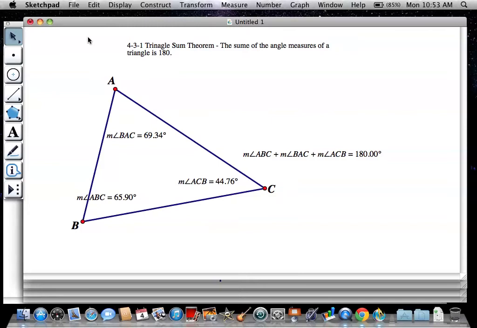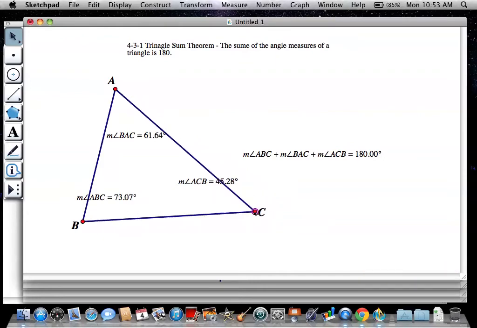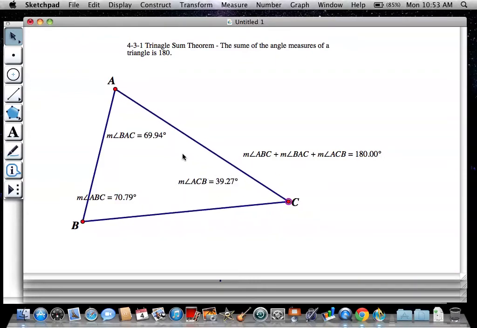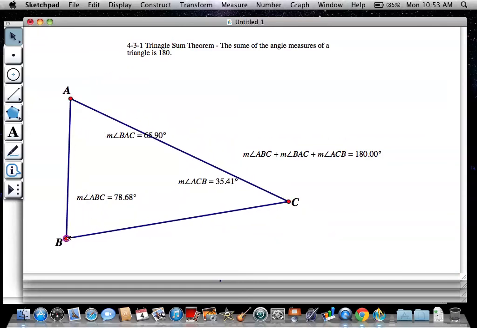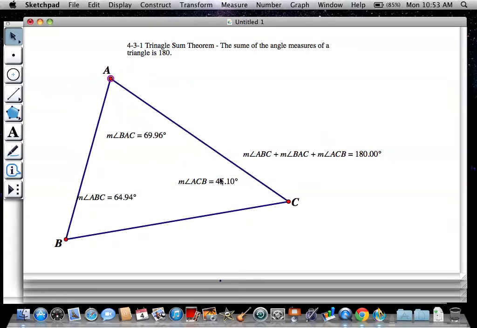The triangle sum theorem says the sum of the angle measures of a triangle is 180 degrees. If you notice, I measured out all three angles and I added them up, and it equals 180. If I move the triangle any other way here, notice the angles change, but the sum never does. It always equals 180. Now, how can I help prove this?